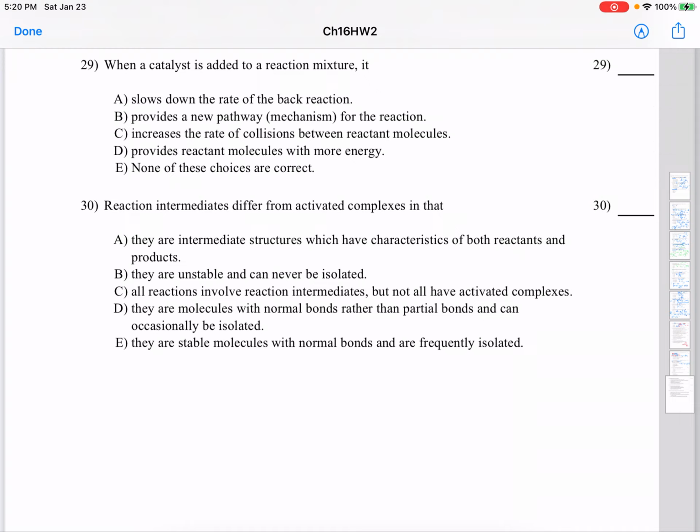They are molecules with normal bonds rather than partial bonds and can occasionally be isolated. They are stable molecules with normal bonds and are frequently isolated. So the correct answer is, reaction intermediates we can isolate, but the activated complexes we cannot isolate. In activated complexes we have partial bonds. In reaction intermediates we have complete, full bonds. Okay, so the correct answer would be, they are molecules with normal bonds rather than partial bonds and can occasionally be isolated. So the correct answer for 30 is D.